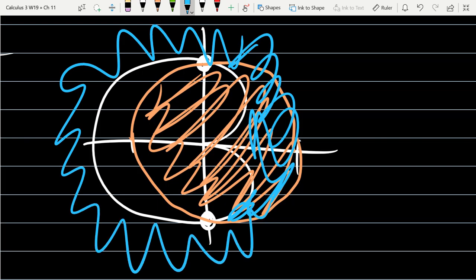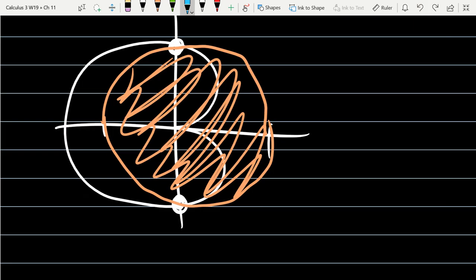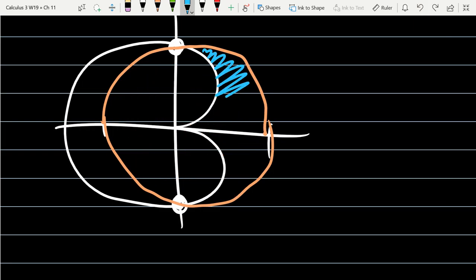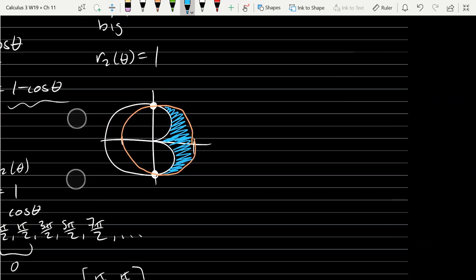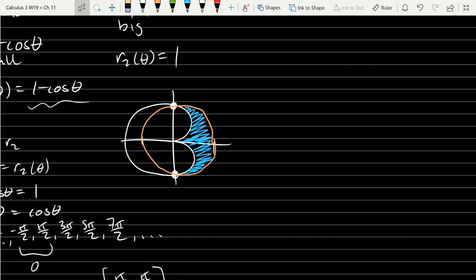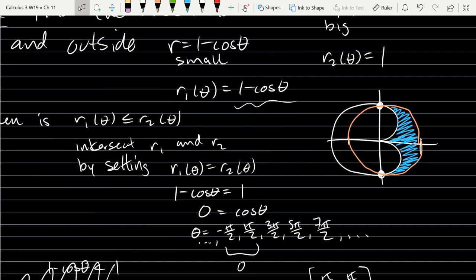So I want to know where both of those are touching. There's one region where those are overlapping, and it is the region I just colored in right there. So we're inside the circle, outside the cardioid. That is obviously Batman's boomerang. So we're going to get the area of that. Can I use symmetry on this area? Sure can. So set up the integral to get the area.